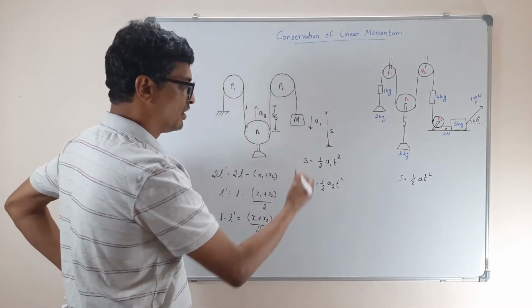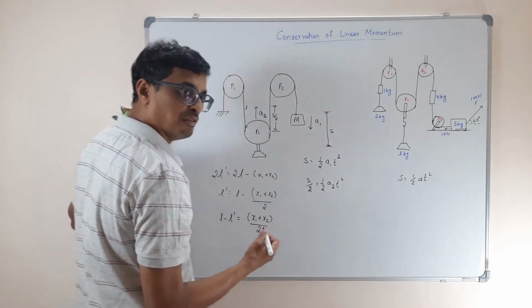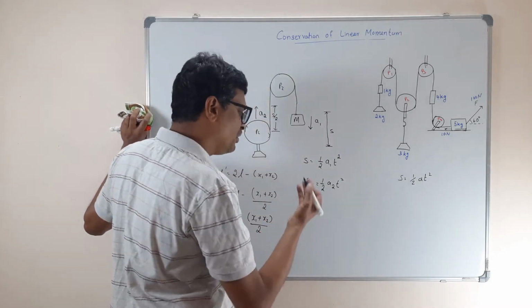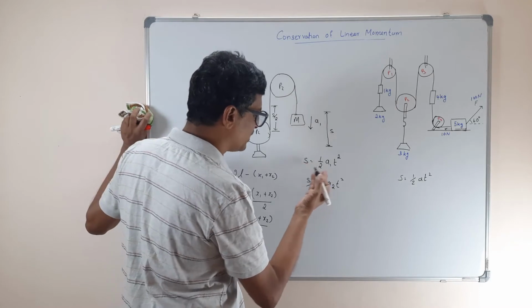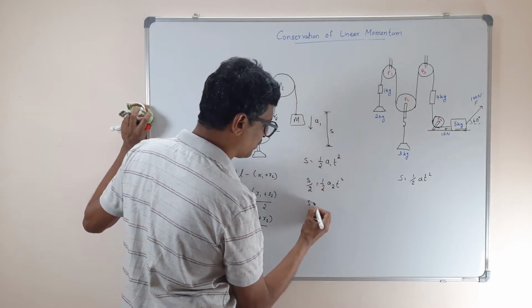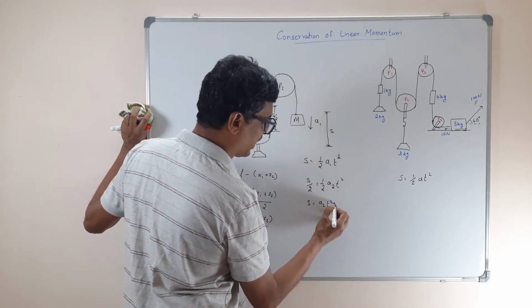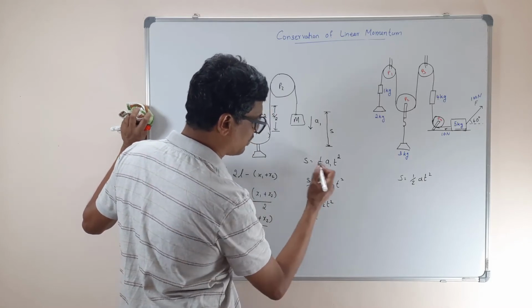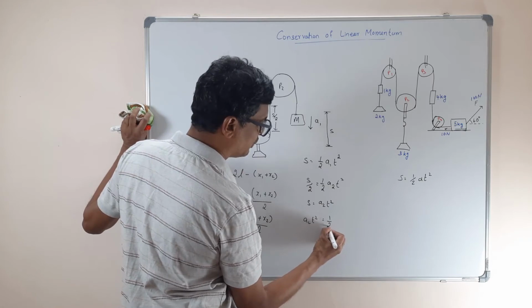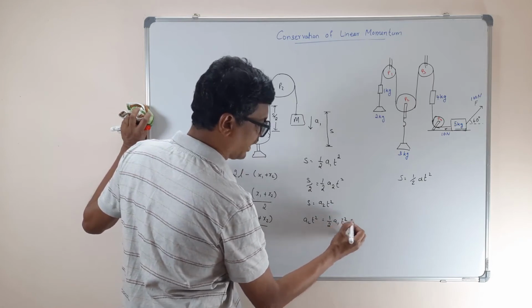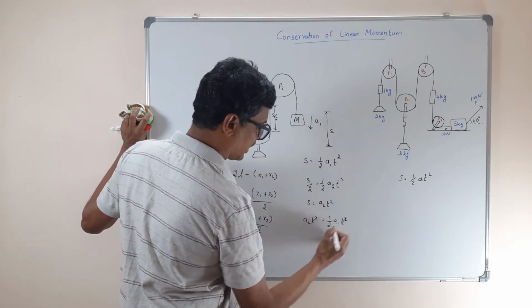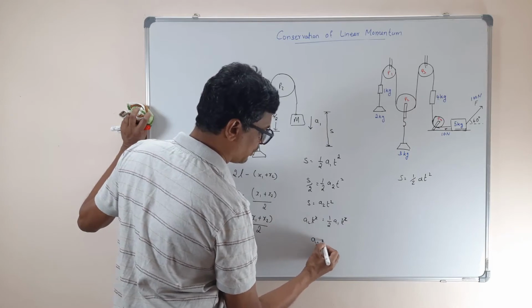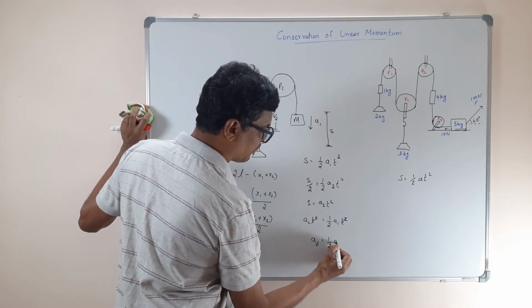Take out the ratio. We can equate. Do it. Okay, so take this one, equate it. So from here S is equal to A2 T square. Correct? So that will be A2 T square equal to half A1 T square. T square cancels. Therefore, A2 will be equal to half A1.